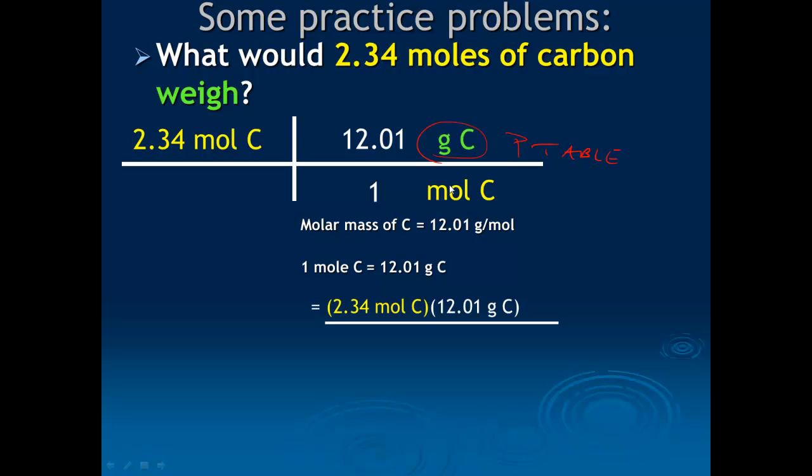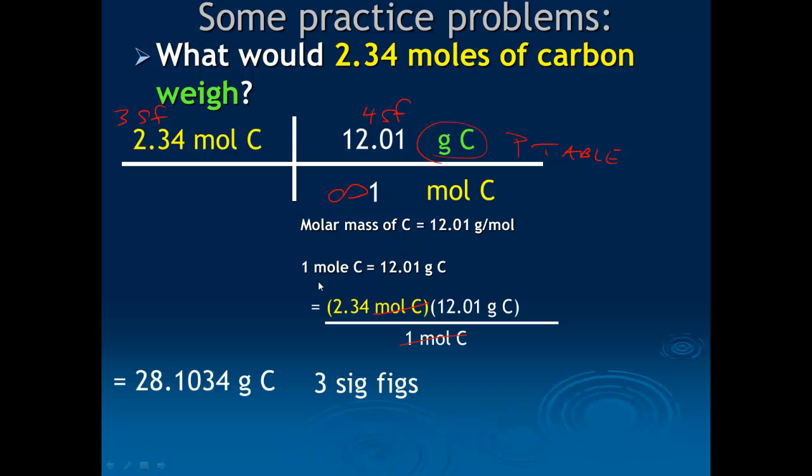I multiply across the top, I divide across the bottom. I get, of course, moles cancels out, and this is what I get. I take a look at my sig figs. Here there's 3 sig figs, and here there's 4 sig figs. And again, the 1 is infinite, so I'm going to round this down to 3 significant figures because I always go with the least. And I get 28.1 grams of carbon.